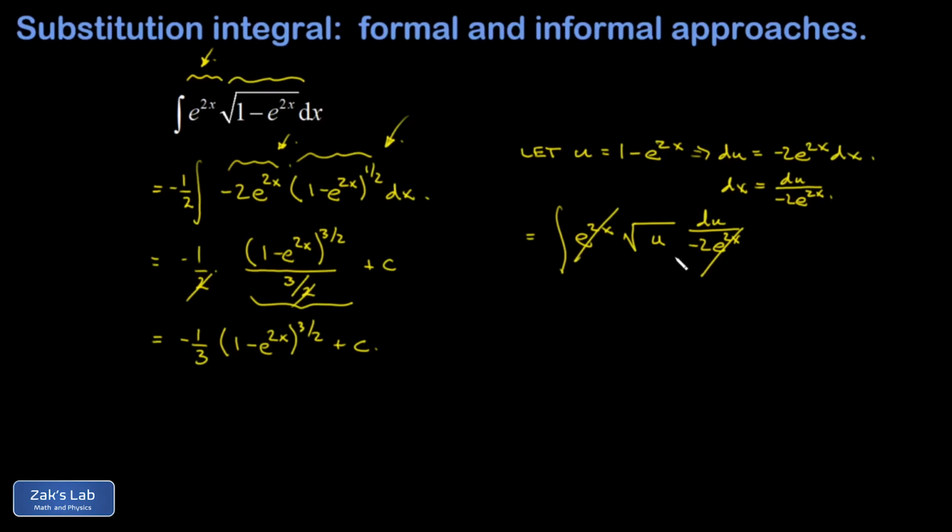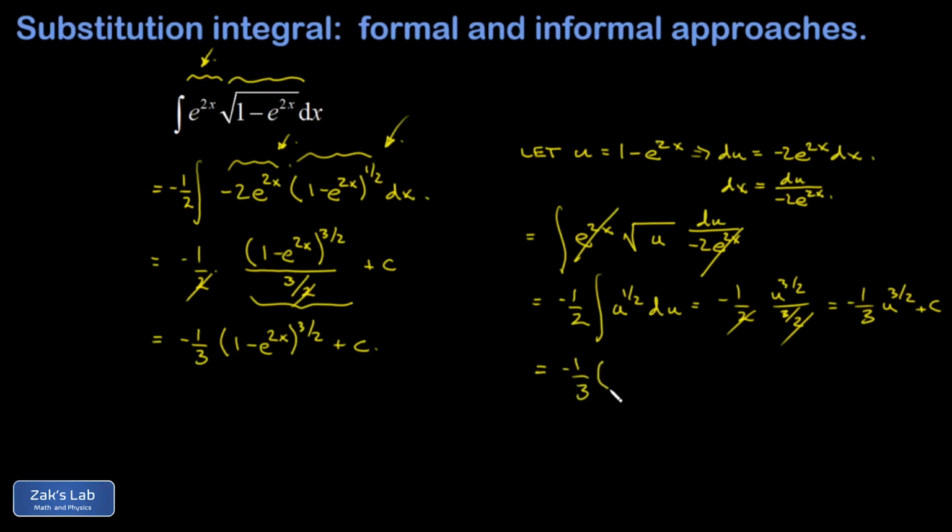That's why our x dependence cancels out at this point, and I end up with a negative 1/2 just pulling that out in front. And the integral is the square root of u, which I'll write as u to the 1/2 times du. And so I have negative 1/2 u to the 3/2 over 3/2. Again, those 2's cancel, and I get a negative 1/3 u to the 3/2. And I'll throw in my plus c at this point. And then I still have to sub in what u was in terms of x. So negative 1/3, 1 minus e to the 2x to the 3/2 plus c, and we get to the same place.